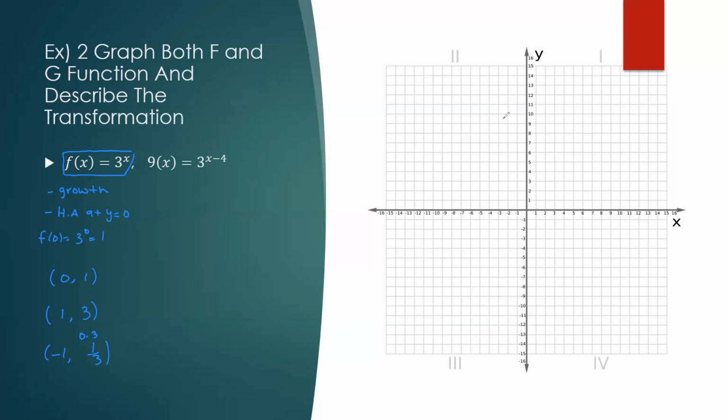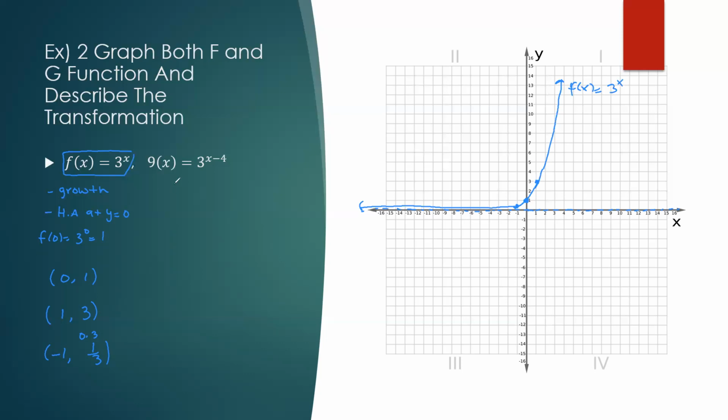Okay, so go ahead and I guess you can draw your asymptote. Y equals 0 right here. And then plot 0, 1. So 0, 1 is right there. 1, 3 is right there. Negative 1, 0.3, that is right about here. Okay, connect the dots. And this is your graph. Y or f of x equals 3 raised to the x.